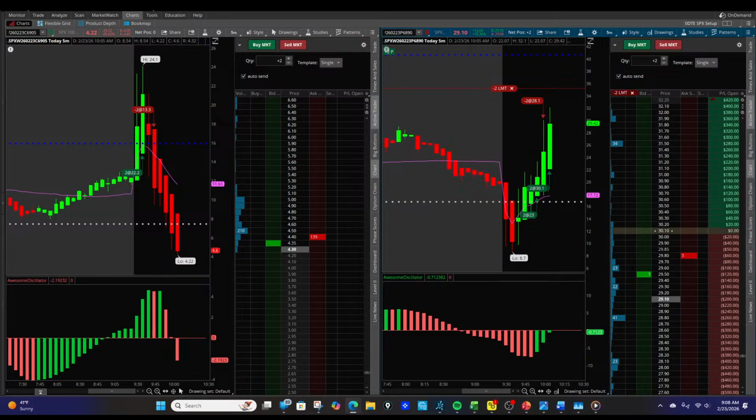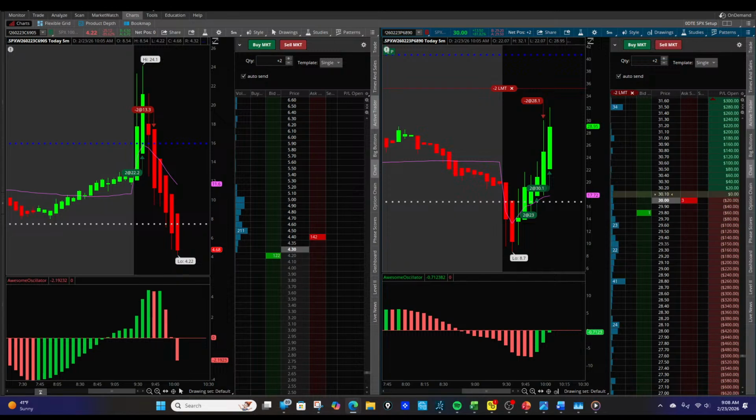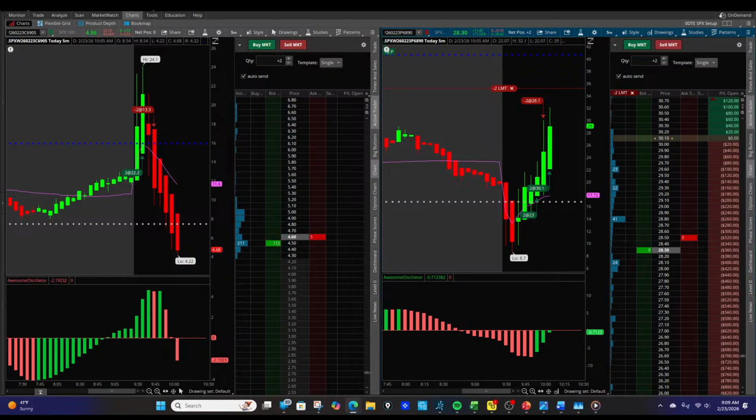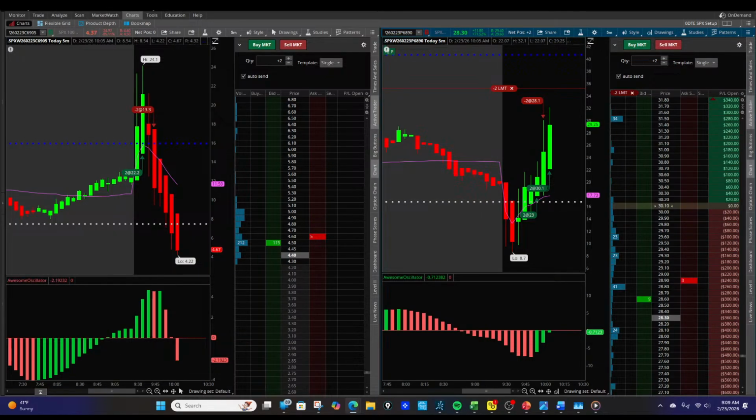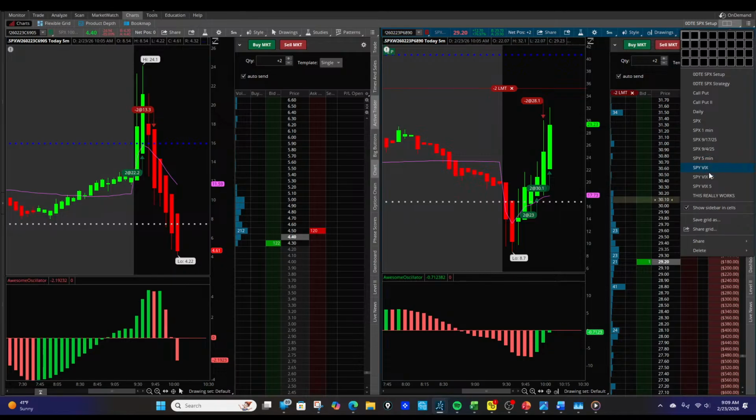Okay, the other two charts, the SPY and the VIX, I decided that it was easier to see the prices if I had them side by side like this. And with the SPY and the VIX, I'll show everybody really quick. Let me save this first. I always save my grid.